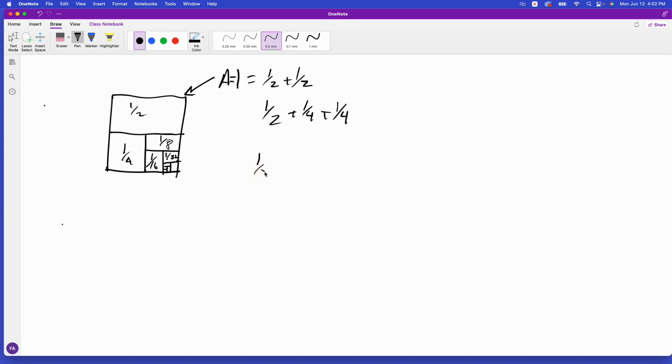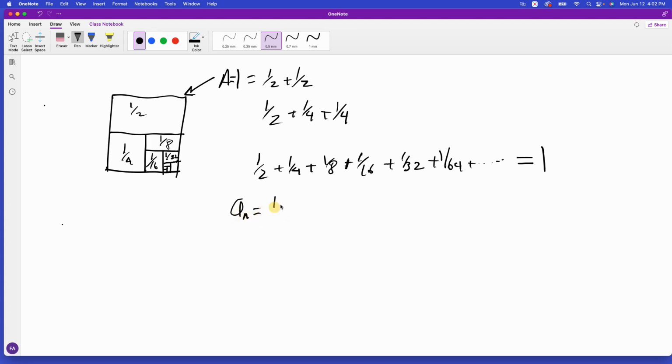So you end up with 1/2 plus 1/4 plus 1/8 plus 1/16 plus 1/32 plus 1/64, and on down the line. And this is going to be equal to 1 because we started off with it being the area like that, right? So think about what this a sub n would be.